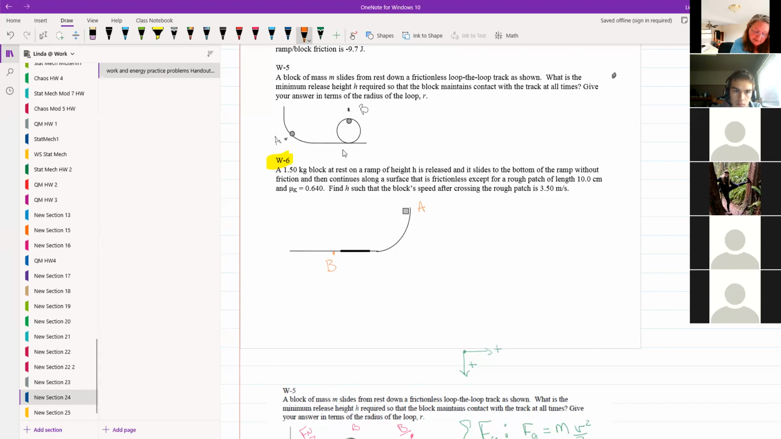And there's something specific that it gives us. This one we have a friction patch, a rough patch, if you will, that the block is going to slide over. And this one wants to know how high I need to be in order to get that velocity at the end. So start by defining what energy I have at point A and point B. And now let's think about how you can relate that friction piece.